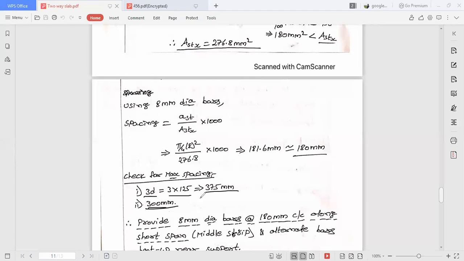So 3d is 3 times 125, which is 375, and the other is 300. See all these three values: 180, 375, 300. Out of these three, the least value is 180, right? Hence 180 is finalized. So therefore the last important statement.